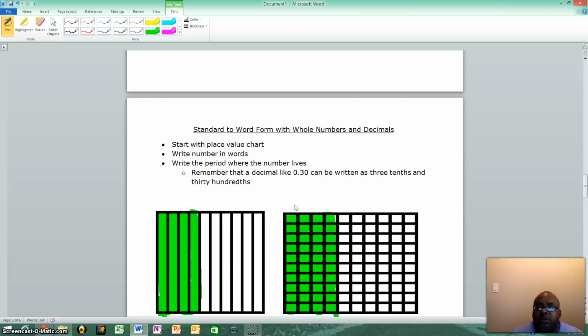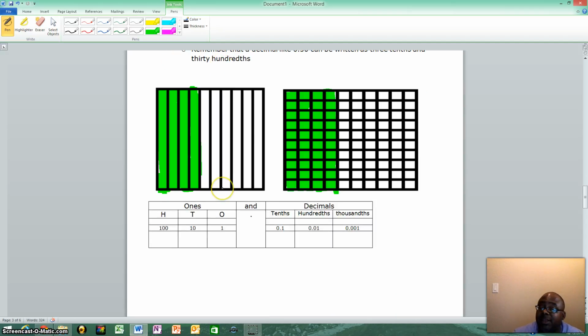Alright, so now we're going to go from standard form to word form with whole numbers and decimals. So remember, start with the place value chart, write your number in words, write the period where the number lives. Remember that a decimal like 0.30 can be written as 3/10 or 30/100. So we're going to look at an example of that right now.